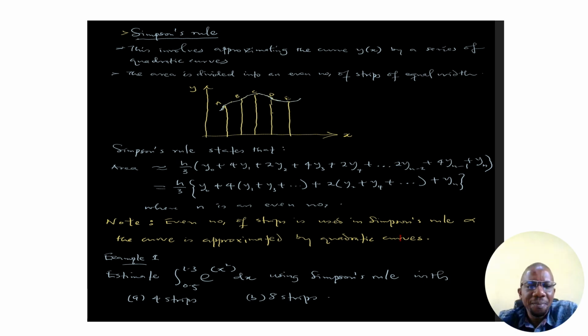Let's quickly see an example. The same problem we solved with the trapezium rule, let's solve it with Simpson's rule. For part A, 4 strips; part B, 8 strips. Let's note, for the trapezium rule we are given the strip width. Here, we are given the number of strips.